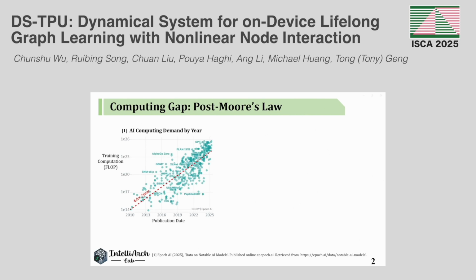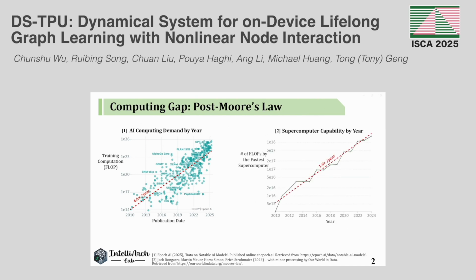The figure shows that from year 2010 to now, 2025, the computing demand for AI training has increased by more than 10 orders of magnitude, from 10 to the 14th to 10 to the 26th in flops. In the meantime, the computing capabilities of supercomputers also increased, but only by 3 orders of magnitude in the 15 years. So if we use a supercomputer on the right for a training task on the left, it would take minutes in 2010, but it takes years for models in 2025. And this causes a big gap in training time, about 1 million times.